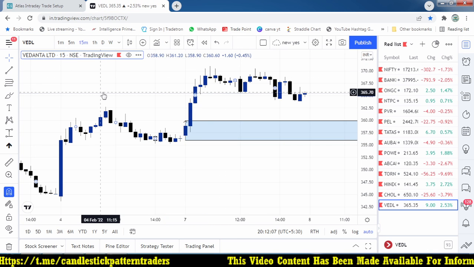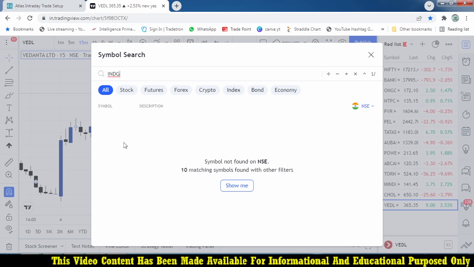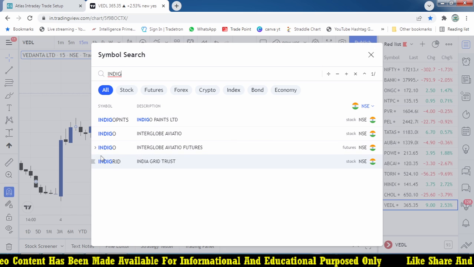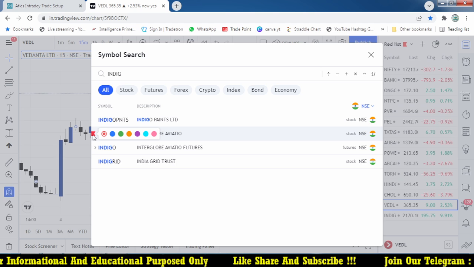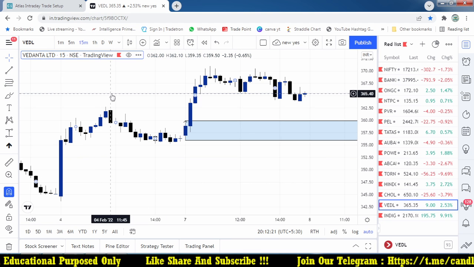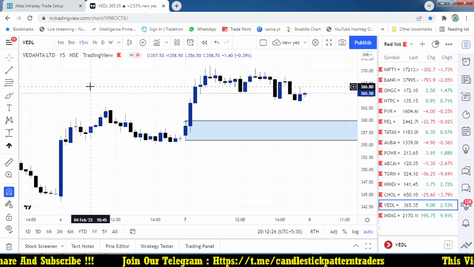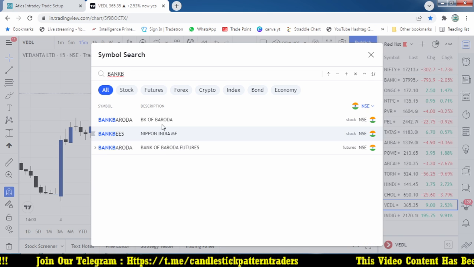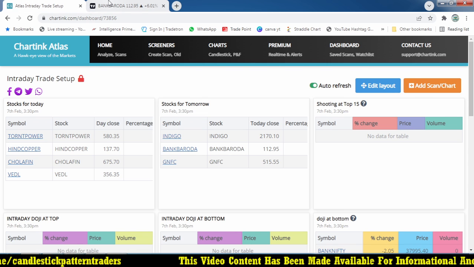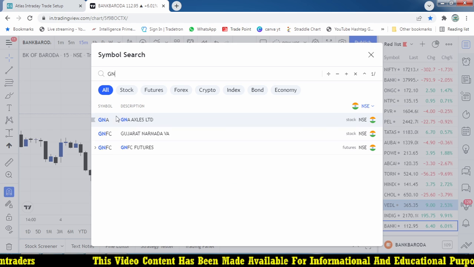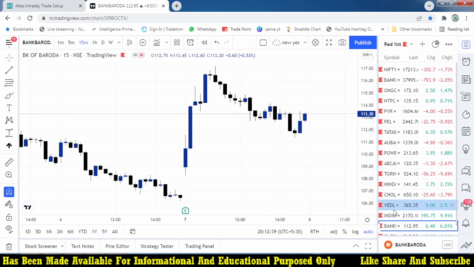So now I'm going to add these stocks on my terminal. Indigo is the first one which I'm going to add, but I don't know how it is going to perform tomorrow. Then Bank of Baroda, and the third one would be GNFC. Let's play with the 15 minutes breakout tomorrow. I don't know which kind of levels it is going to create.